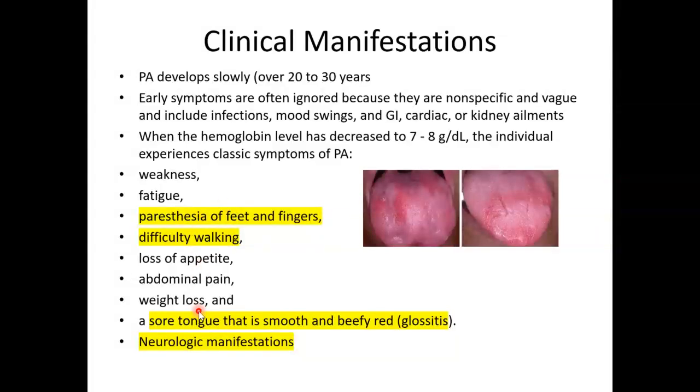The second one, with the vitamin deficiencies, with the B12 and the folate, there are the tongue changes. So they generally have this sore tongue. It's kind of smooth because the taste buds all get flattened down. It gets red and beefy, and we call it glossitis. So just a sore, smooth, red tongue can be a manifestation of somebody with pernicious anemia. So two main things that are specific for pernicious anemia: the tongue and the neurological manifestations.